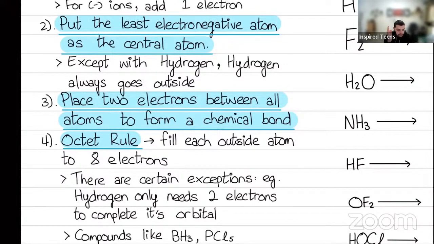They want to complete their orbitals to 8 electrons. So fill each outside atom with 8 electrons. This is a slightly different approach, and I'll show you how it works. Fill each outside atom to 8 electrons. So add them up. They must all add up. Because remember, in step 3, we placed 2 electrons to form the chemical bond between the atoms. But now we're going to fill them up to 8 electrons.